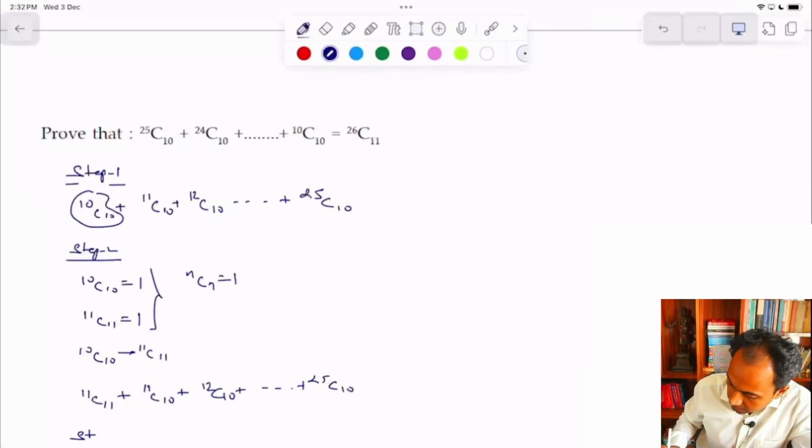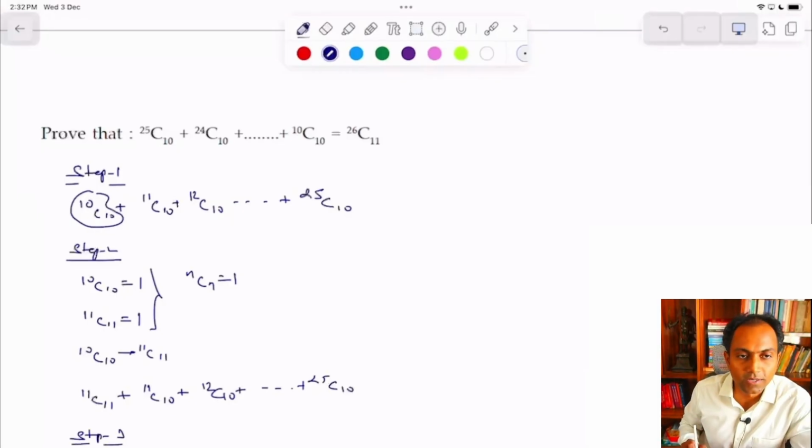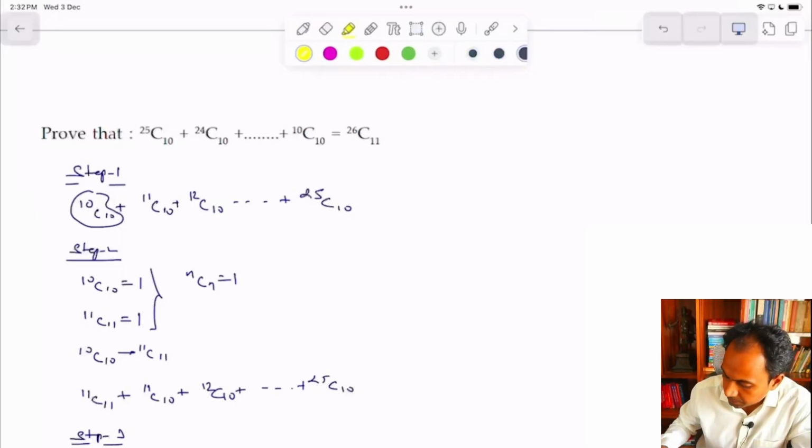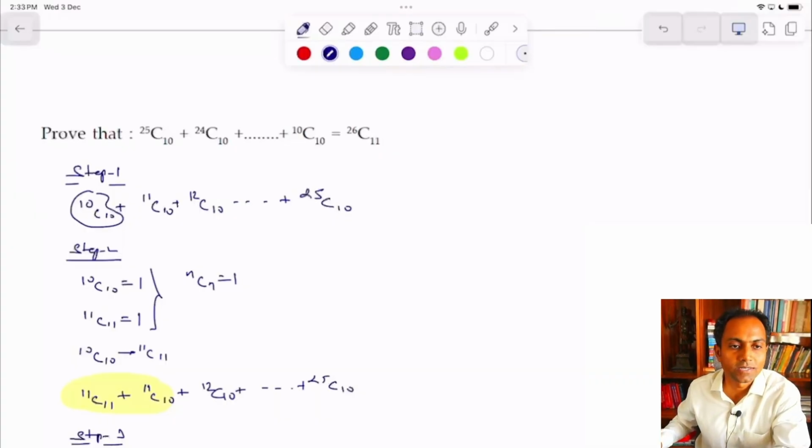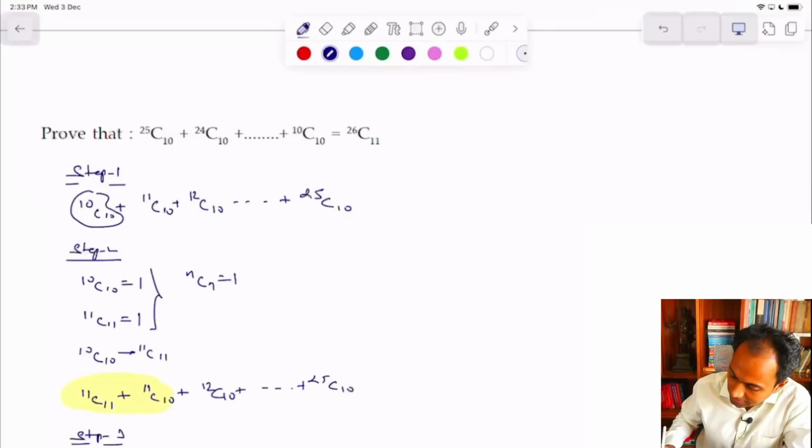Now in step 3, we can notice a very important thing. And that is, these first two terms are forming a formula. And this formula is NCR plus NCR minus 1, this would be equal to n plus 1 CR. Now, this is the formula that is getting formed. So you can see that if you have 11C11 plus 11C10, it will become 12C11. So you can see that what happens in the one with the lower bottom end, we will add 1 in n part also, 1 in r part also.